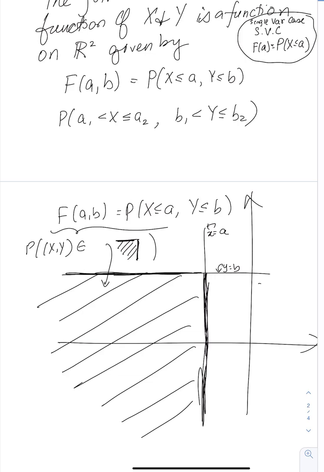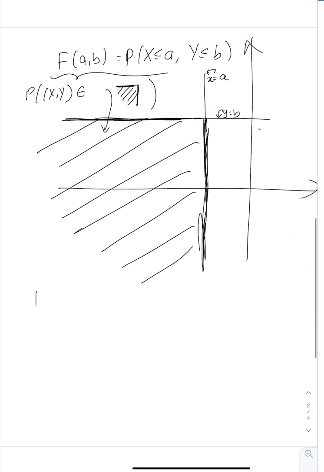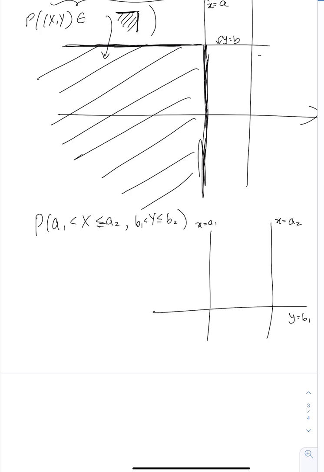Including the boundary. Okay, so just pictorially, I think it helps to look at this picture. What if you wanted to look at the probability of x between A1 and A2 including A2, and y between B1 and B2 including B2? Okay, then what will it be? Well, draw the line x equals A1, draw the line x equals A2, draw the line y equals B1, draw the line y equals B2.